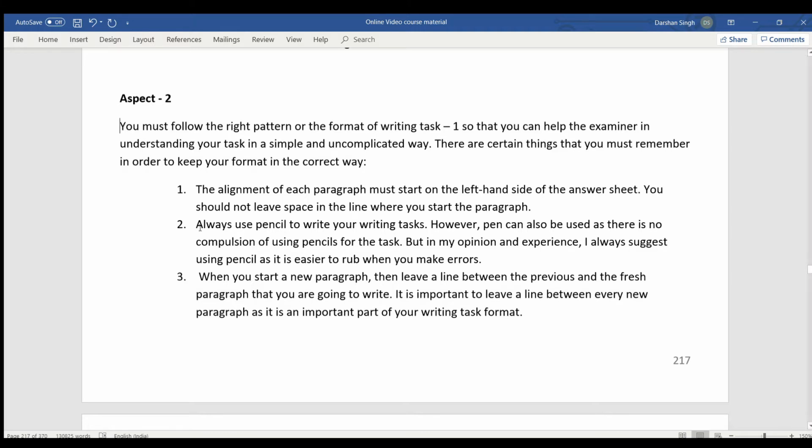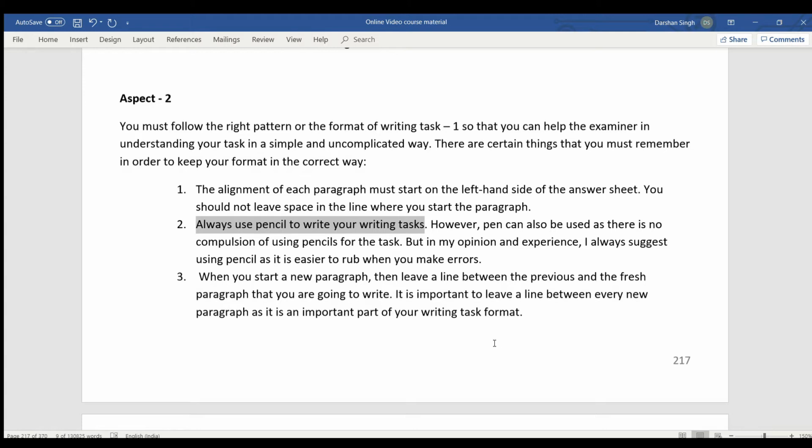The next one, always use pencil for your writing tasks, whether it is general training or academic, whether it is an essay or letter or data interpretation, any task, you must always use pencil. The reason being, it can be easily rubbed if you make an error, and if you write with pen, it can be a great mistake. So avoid that mistake. Do not use a pen. Always use a pencil to write your writing tasks.